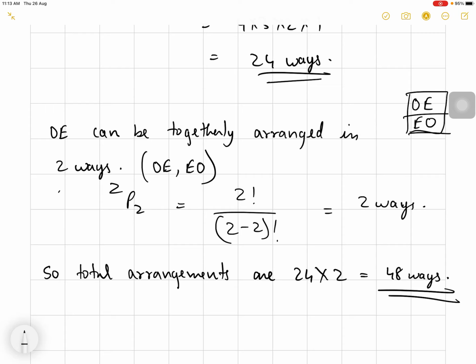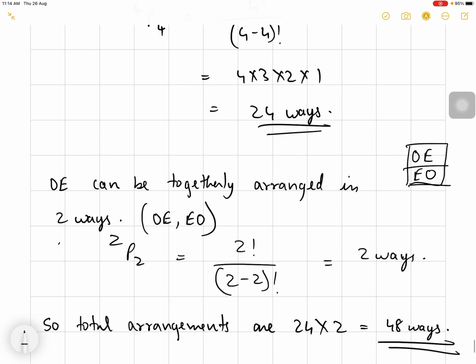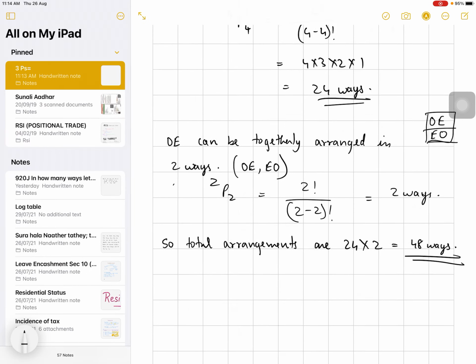Okay. So we have finished this problem. This is a very important problem. You might expect this kind of problem in the exam. Okay. Let's see the next question.